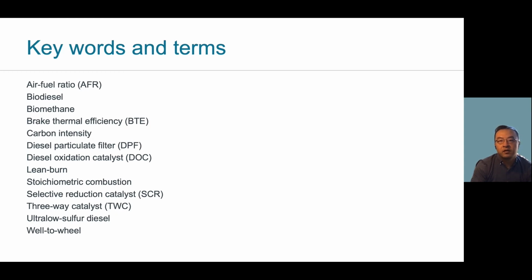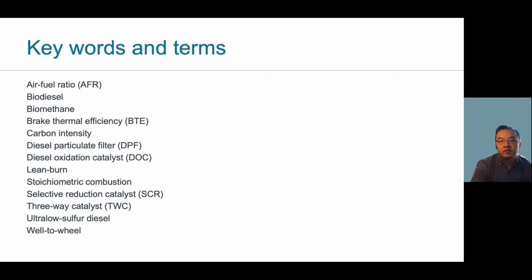Diesel particulate filter is a type of emission aftertreatment technology for diesel engines. It captures the solid fraction of particulate matter, including black carbon, from the vehicle exhaust. It also effectively reduces CO and hydrocarbon emissions. Diesel oxidation catalyst is also a diesel engine emission aftertreatment technology that uses precious metals to remove hydrocarbons, carbon monoxide, and the soluble organic fraction of diesel particulate matter.